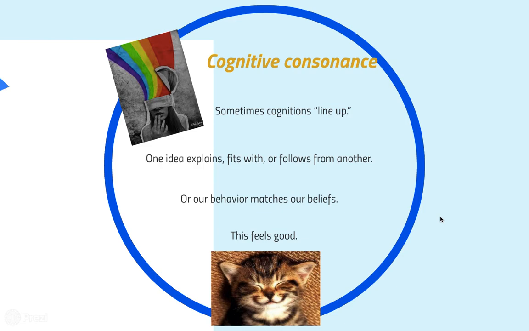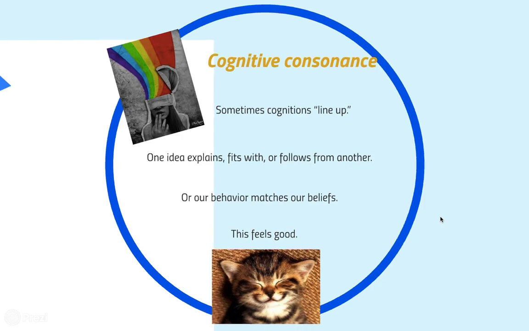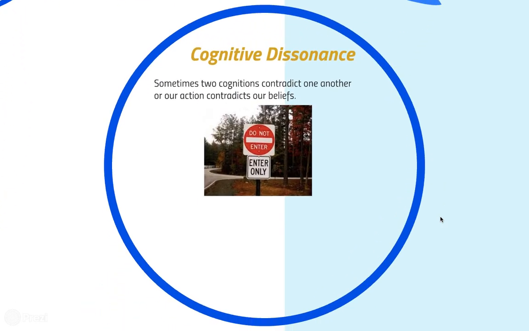Now, the opposite of cognitive consonance can also be true. Our ideas can sometimes contradict or conflict with one another, and this is called cognitive dissonance. Right? Here we see an image of two pretty dissonant messages.